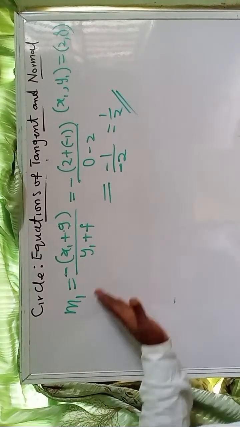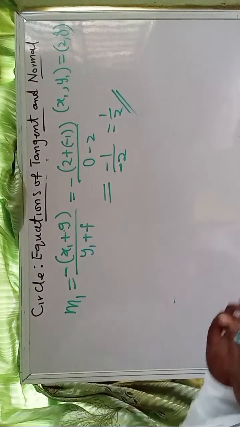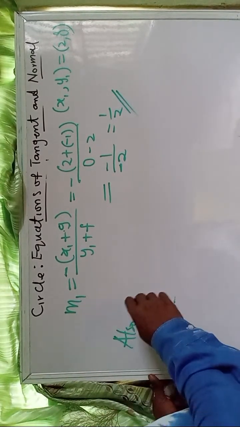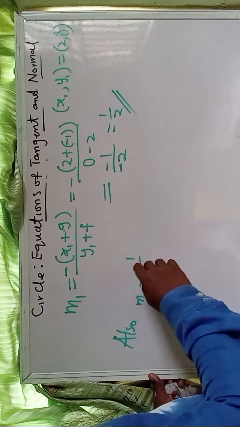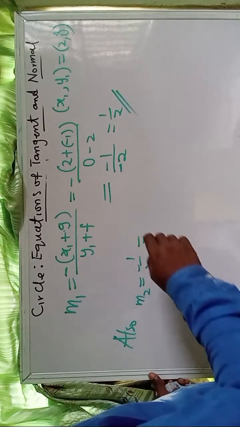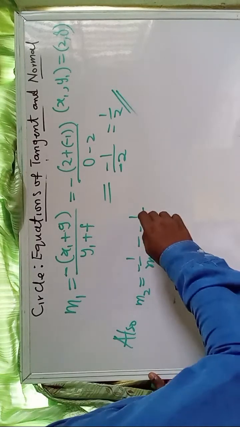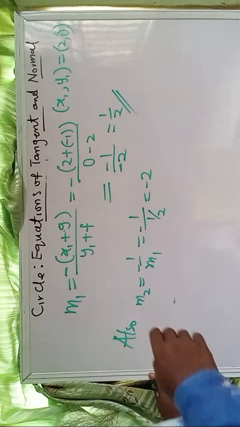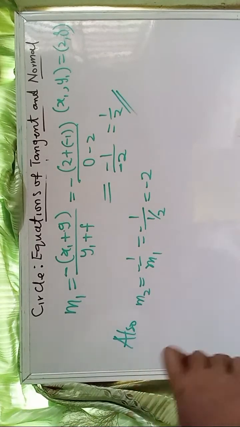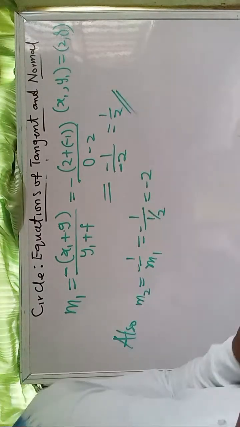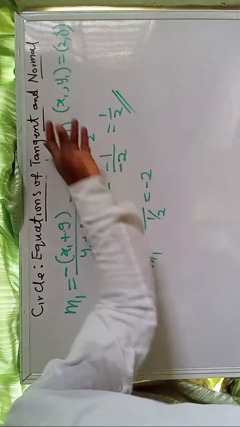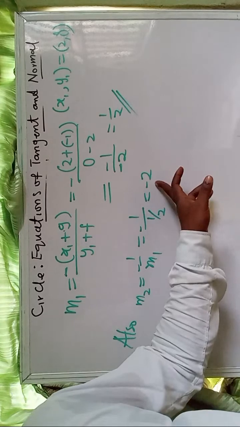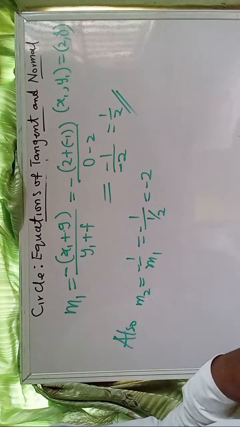So I think this is taken. Also m2, which is equal to this, will be minus 1 over m1, which is minus 1 over 1/2, and this is minus 2. You recall that this m1 is the slope of the tangent, and this m2, which is minus 2, is the slope of the normal.